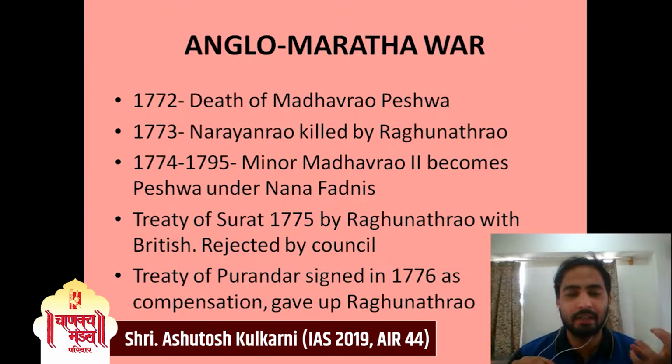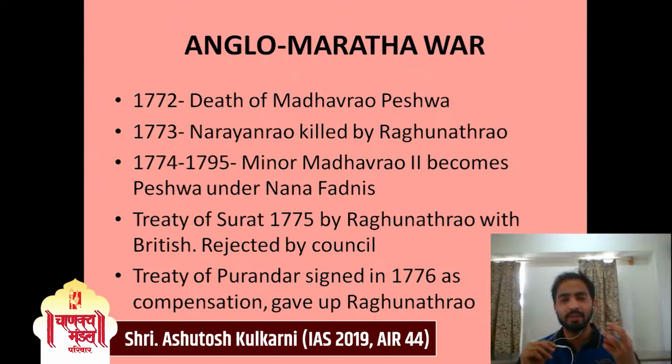You will find that the British essentially rejected any kind of peace with Raghunath Rao. The council, as I told you, Warren Hastings had a council. The council simply rejected Warren Hastings trying to deal with the Peshwa. But now the British themselves were quite wary of the Marathas because they were the largest power.